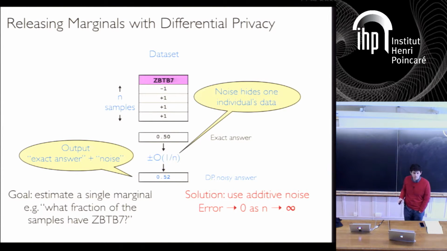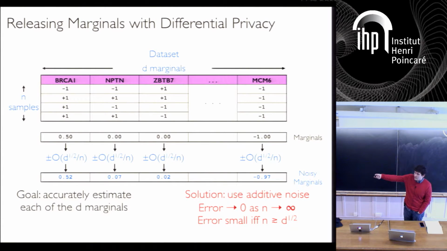So do you make any assumptions for these marginals? I'm making no assumptions. This is just an arbitrary matrix of plus minus ones. I'm making absolutely no assumptions about them. Yes, at the cost of a delta. There's a delta also hidden in here. So this is approximate differential privacy. You know, but the delta can be negligible.